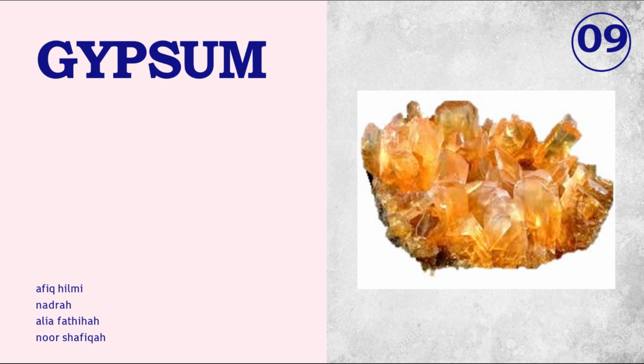The members of our group are Afiq Hilmi, who is the leader of the group and will talk about hematite schist. The second one is Nadra, who will talk about iron ore. The third one is Alia Fatiha, who will discuss coal. And the last one is Nur Shafiqah, who will discuss graphite.